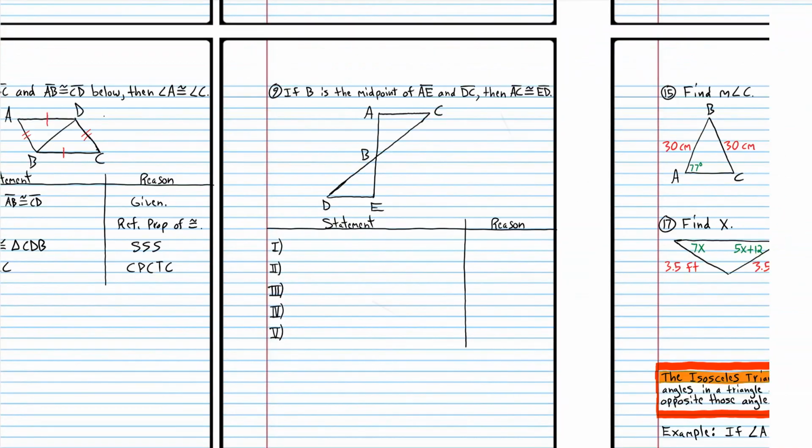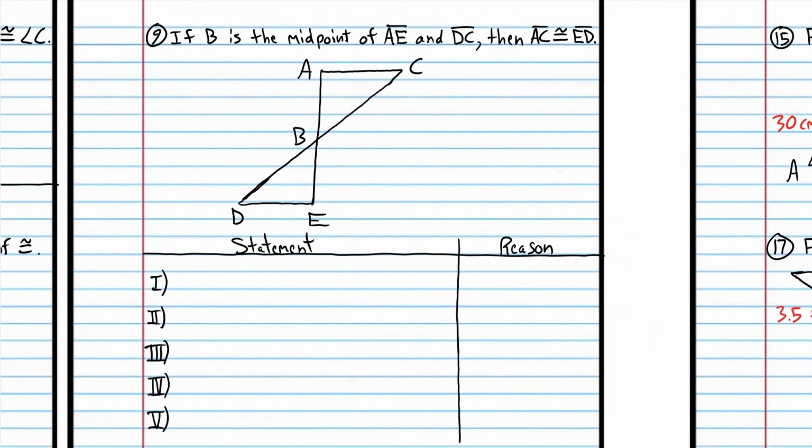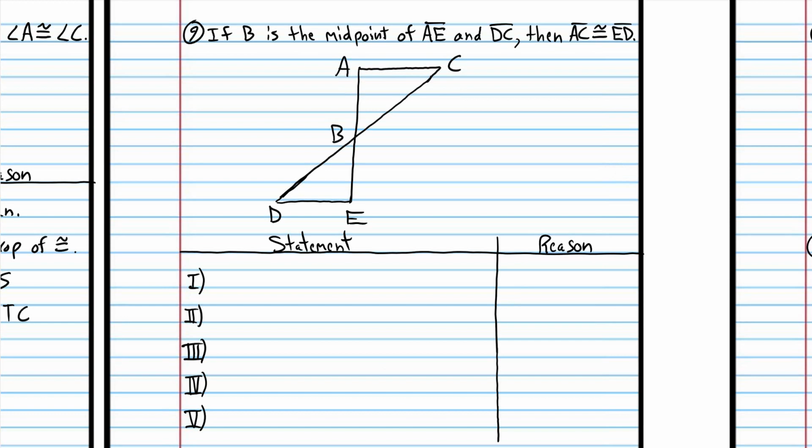All right, on to number 9. Go ahead and attempt number 9 on your own, and when you come back, we'll do it together. All right, we're back. B is the midpoint of AE and DC. That's a given.